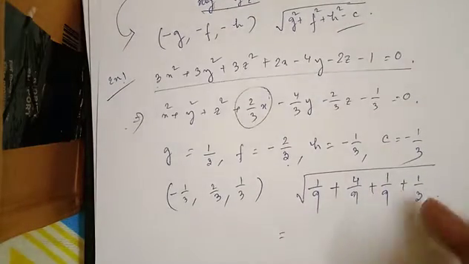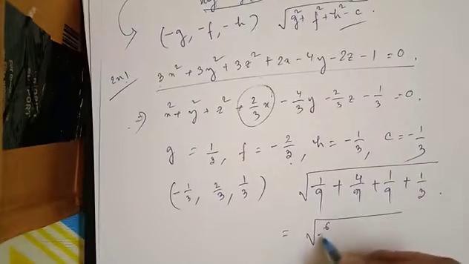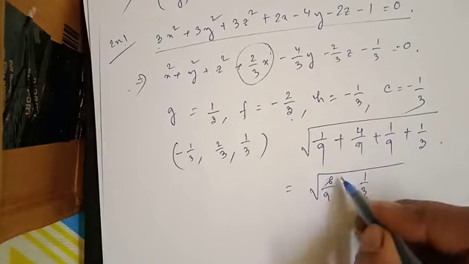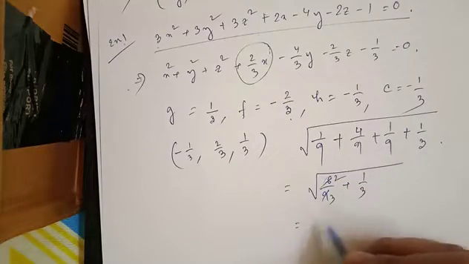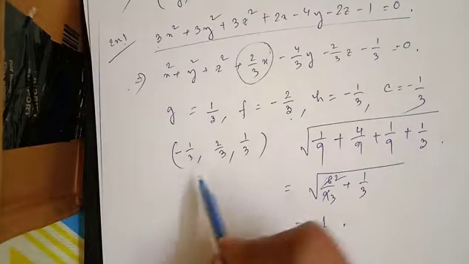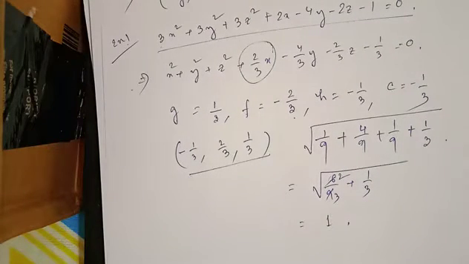So it will become 6 by 9 plus 3 by 9. It will give you 9 by 9, that is 1. So the radius is 1 unit and the center is denoted by this point. Okay. So this is how we find out the center and radius of a sphere.